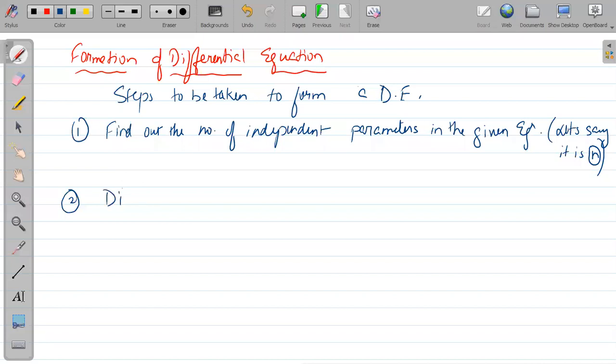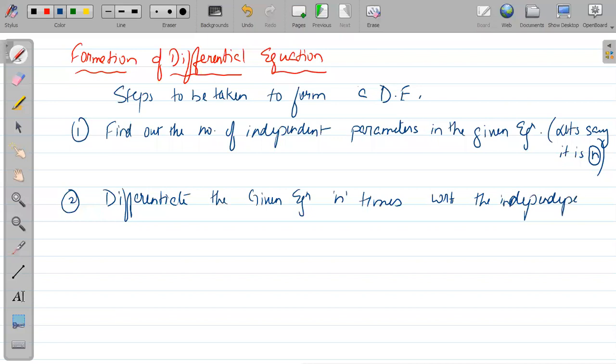Second step is what? Differentiate the given equation n times. आपको कुछ नहीं करना, आंख बंद करके डिफरेंशिएट कर दो. और obviously with respect to the independent variable. बस एक बार डिफरेंशिएट लिख दो बस. Obviously with respect to independent variable. So differentiate directly n times.